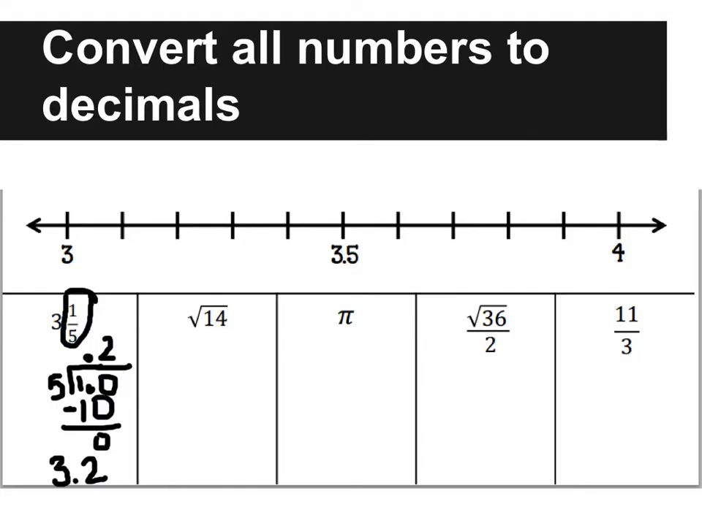Now, to place this on the number line, we're going to take a look. We have for our number line 3, 3.5, and 4. That means each of these marks represents 1/10. So here we have 3.1, 3.2, 3.3, 3.4, 3.5, 3.6, 3.7, 3.8, 3.9, and 4. Putting this on our number line, we're going to put a mark at 3.2, and we're going to label that with the number it started as. So this point right here is 3 1/5.